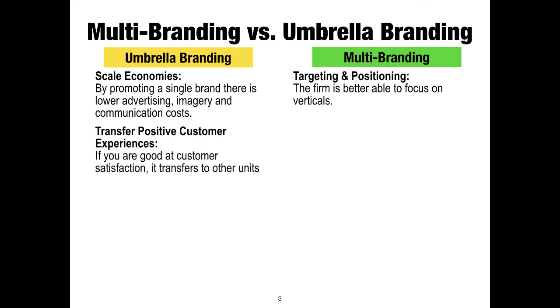It allows positive transfer on the umbrella side. In other words, if you're good at customer satisfaction as an organization in toto, it transfers to other units. A good Apple product will confer some benefits on another Apple product that maybe someone has not known, which we call that pre-purchase decision benefit.